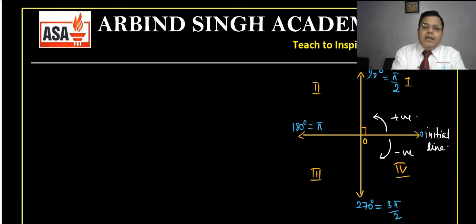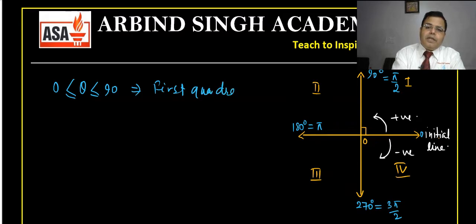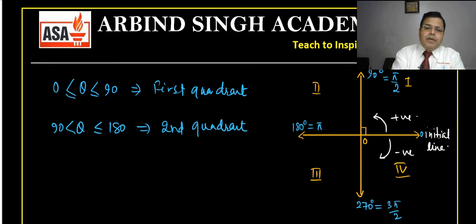When the angle theta lies between 0 and 90, it is said to lie in the first quadrant. If theta is more than 90 and less than or equal to 180, then it is in the second quadrant. If theta is more than 180 and less than or equal to 270, then it is in the third quadrant.